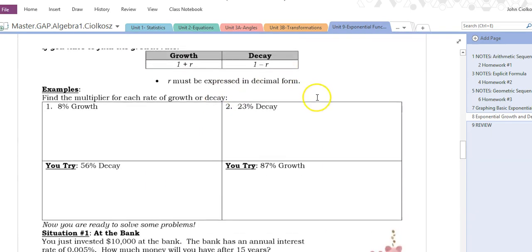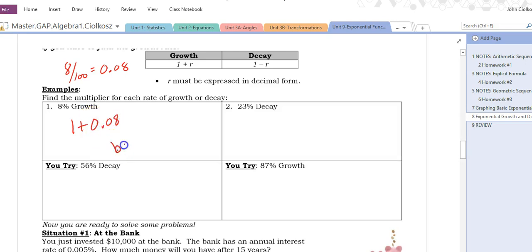Alright, so let's take a look up here. Growth is 1 plus r, decay 1 minus r. We're going to keep it as a decimal here. For this one, 8% growth. That means I'm doing 1 plus, well, 8% as a decimal, I do 8 divided by 100, get 0.08. Whenever you need to take a percent to a decimal, you always divide by 100. Again, that's like a note card piece of information.